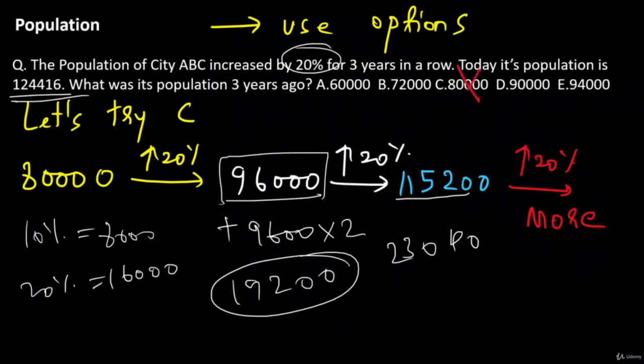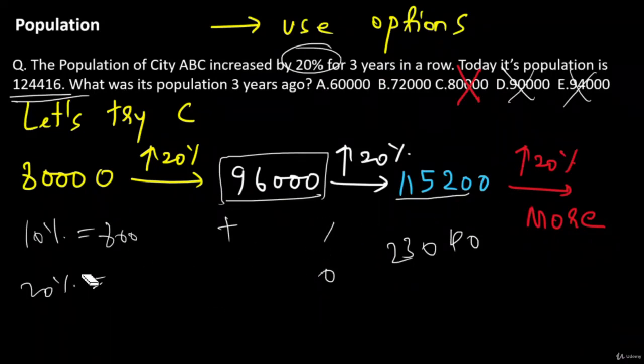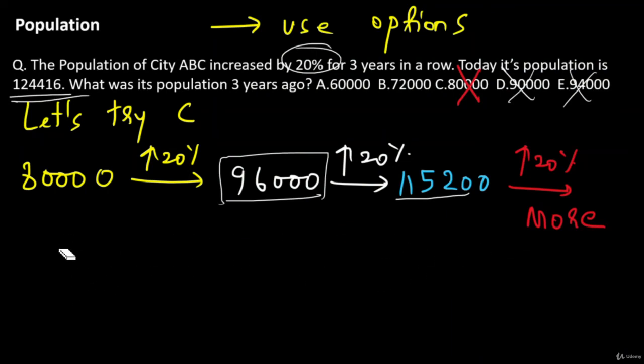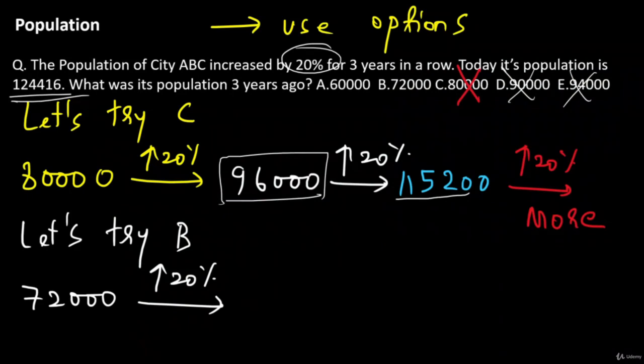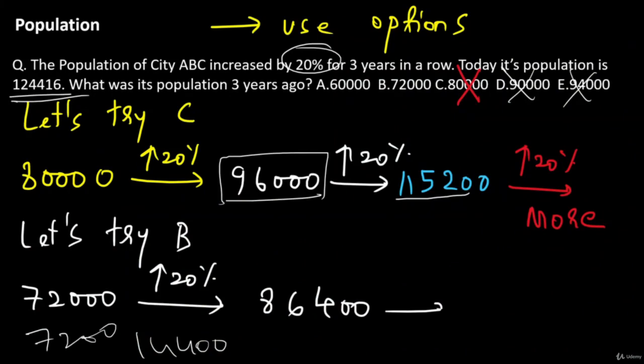So we know that answer option C is wrong, and we also know that answer option D and E are wrong. So the correct answer has to be one among A and B. All right. Now let's go ahead and try option B. Now let me make some space over here so that we can do that. All right, so let's go ahead and try answer option B. Now answer option B is 72,000. So I have 72,000. Let me increase it by 20%. 10% is 7,200. 20% will be 14,400, right? So 14,400 plus 72,000 will give me 86,400.